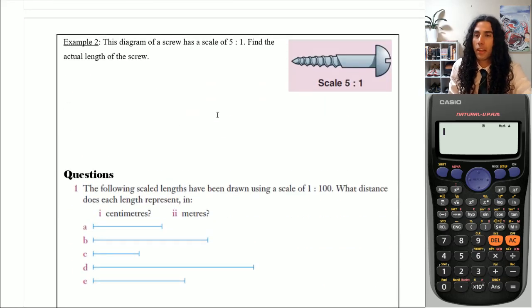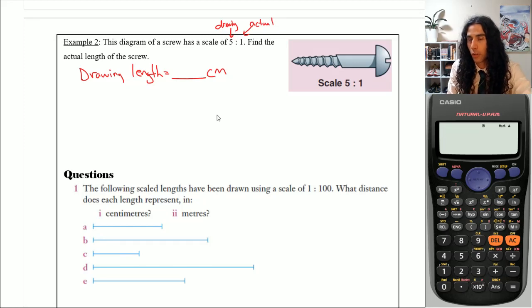Example 2, find the actual length of the screw. So you need to measure the drawing length. Now this means that the scale is 5 to 1, so the actual one is much smaller than the drawing. The drawing is 5 times bigger. So you're going to have to take the length you measured and not times it by 5, but divide it by 5 and figure out what that is.